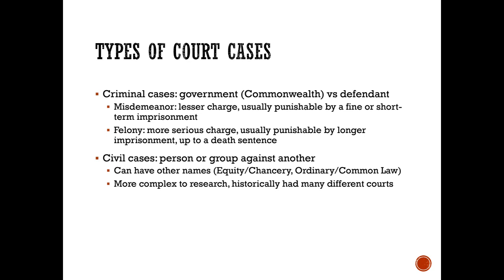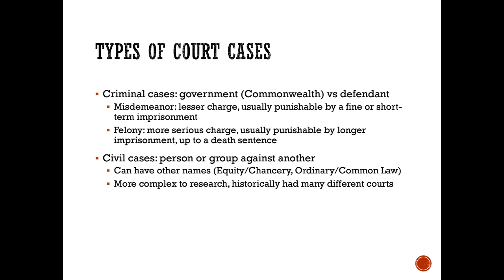Criminal cases are usually pretty straightforward. Misdemeanors are usually a very lesser charge, sometimes punishable by a fine or a very short imprisonment. But the felonies were the more serious charges, and these were usually punishable by much longer imprisonments or sometimes even up to the death penalty. So felonies were much harder, but criminal cases are usually easy to find because it's the Commonwealth versus somebody, and pretty straightforward for most of those.